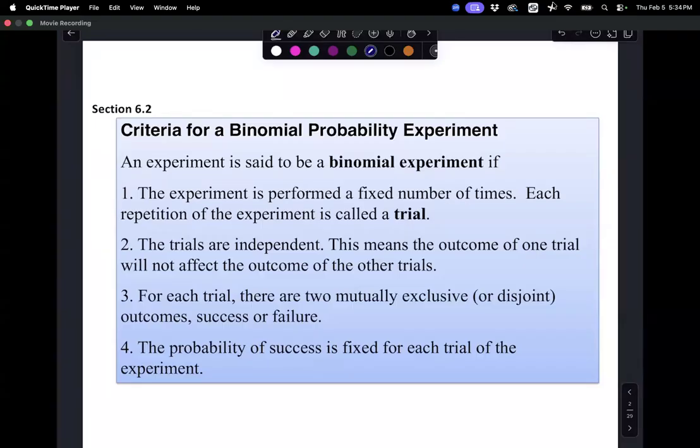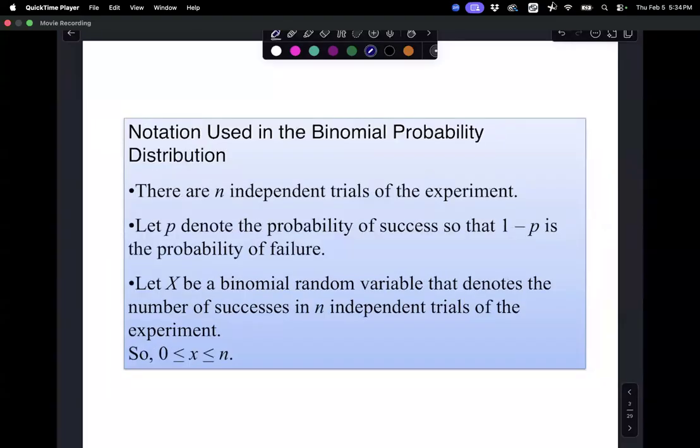All right, so let's move on. Okay, so this notation is important. n is going to be the number of trials. So lowercase n is the number of trials. p is going to be the probability of success. The probability of failure then would be the complement of that. For the probability of success, we're going to use our little italicized p.